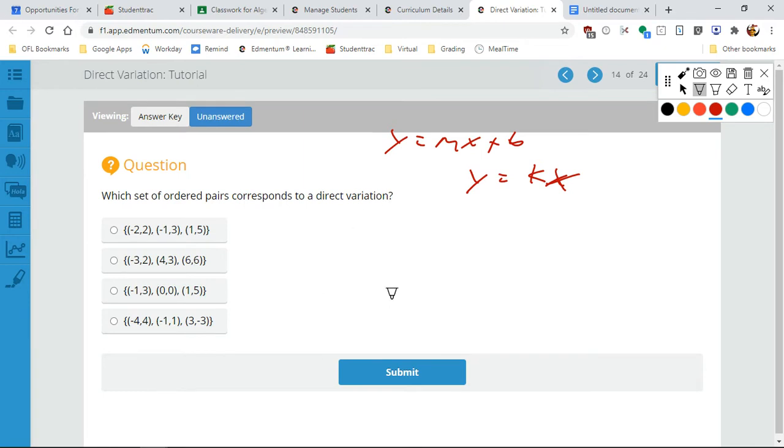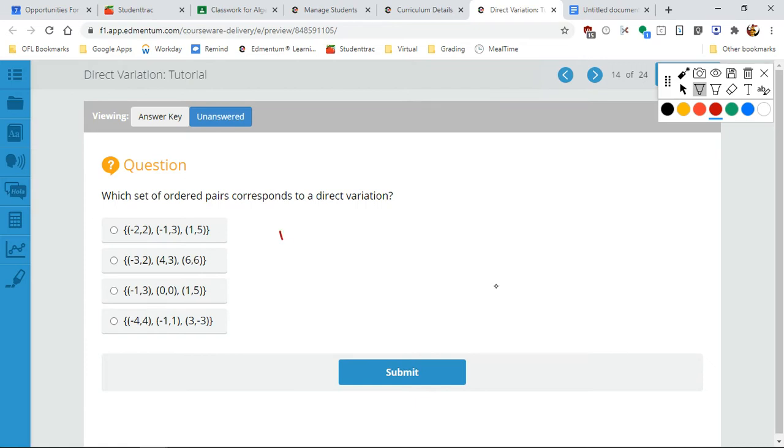Which one of these correspond directly? Well, I like the fact that this one has a 0, 0, but we have to see if it makes sense. So what I'm doing here is I'm doing kx and seeing if I get a y. So if I plug in 1, what I'm saying is k times 1 equals 5. So I'm saying here that my k is 5. That one's a little confusing. Let me see if I can word it better.